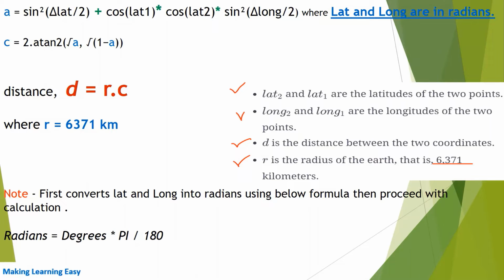Then we calculate the Haversine distance. So the Haversine distance is equal to R multiplied by c. c we have calculated just above, so we will put that value. Then we will multiply that value with the radius of the earth, which is 6371 kilometers. I've also mentioned the note here: always convert the longitude and latitude into radians before using this formula.